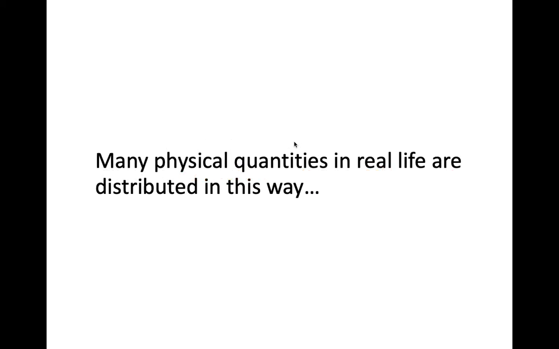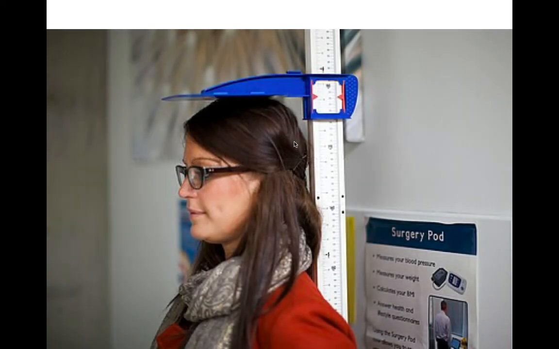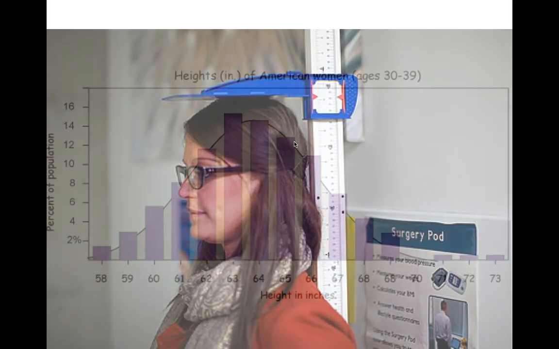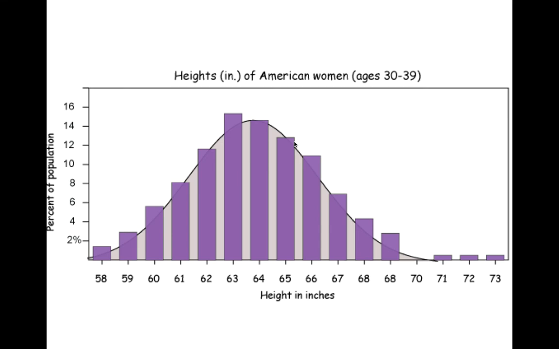Now, the cool thing about it is that many physical quantities in real life are distributed this way. If we collect a bunch of data about something, put them into frequency tables, and then put them into a histogram, what is very, very cool is that the normal curve comes out in many of these instances. Things like the heights of women or the heights of men. Here's a graph that shows you the heights of American women from ages 30 to 39, and you can see the normal curve emerging.